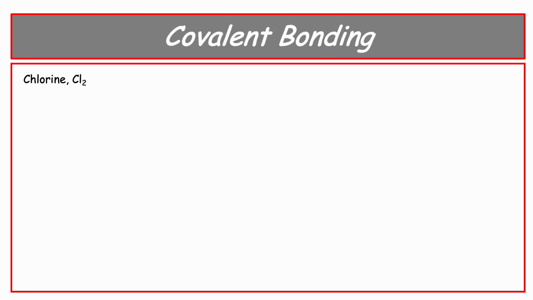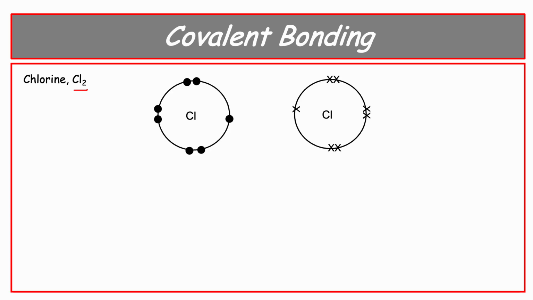So let's start with chlorine. Chlorine has the chemical formula Cl2. Therefore, I need 2 lots of chlorine atoms. I know it's in group 7, so chlorine atoms have 7 electrons in the outer shell. 1, 2, 3, 4, 5, 6, 7. And it's a dot and cross diagram, so I'm using dots to show the electrons of one of the atoms and crosses to show the electrons of the other atom, so we can clearly see where each electron comes from.